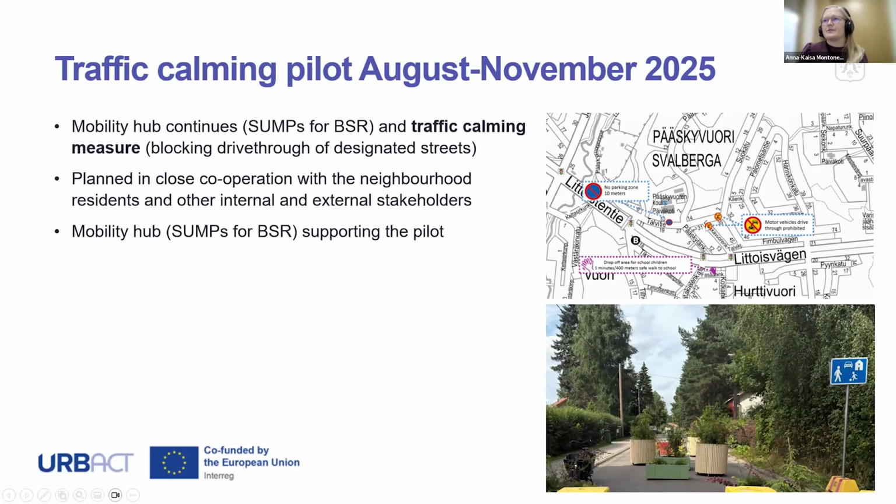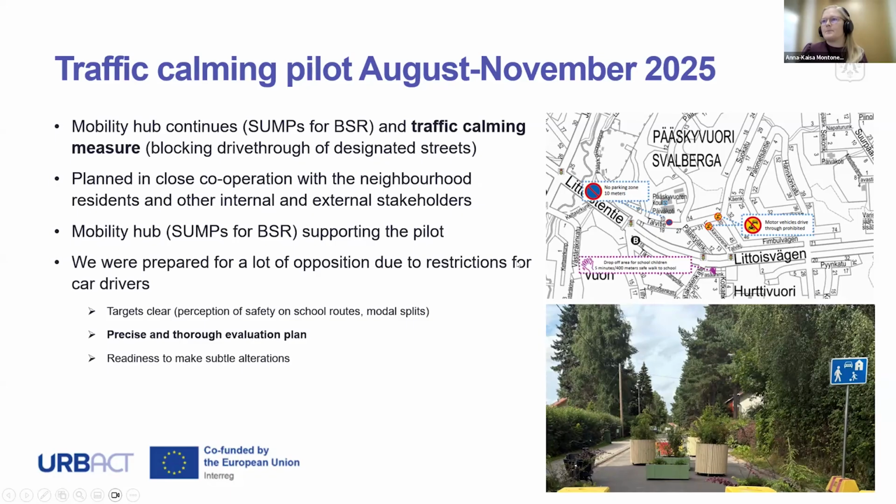So we restricted the car traffic on certain streets. We put in some physical barriers and also brought some greenery. We also made some smaller arrangements on the parking in front of the school. Then we also implemented the mobility hub near the school to give, of course, alternative options to car driving.